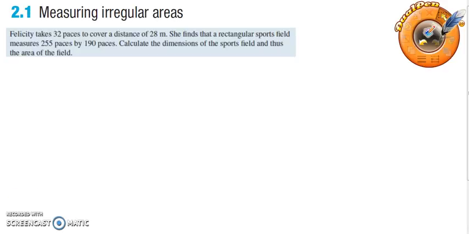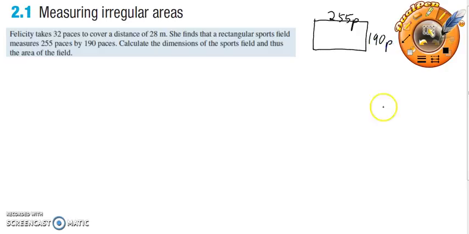So when we look at this here, we've got Felicity takes 32 paces to cover a distance of 28 metres. She finds that a rectangular sports field measures 250 paces by 190 paces. Calculate the dimension of the sports field and thus the area of the field. Whenever I get a question like this, I always draw a diagram just to get it clear in my head what's happening. So it's 255, and I'm just going to use P for paces, by 190. So I'm just clear about what's happening here.